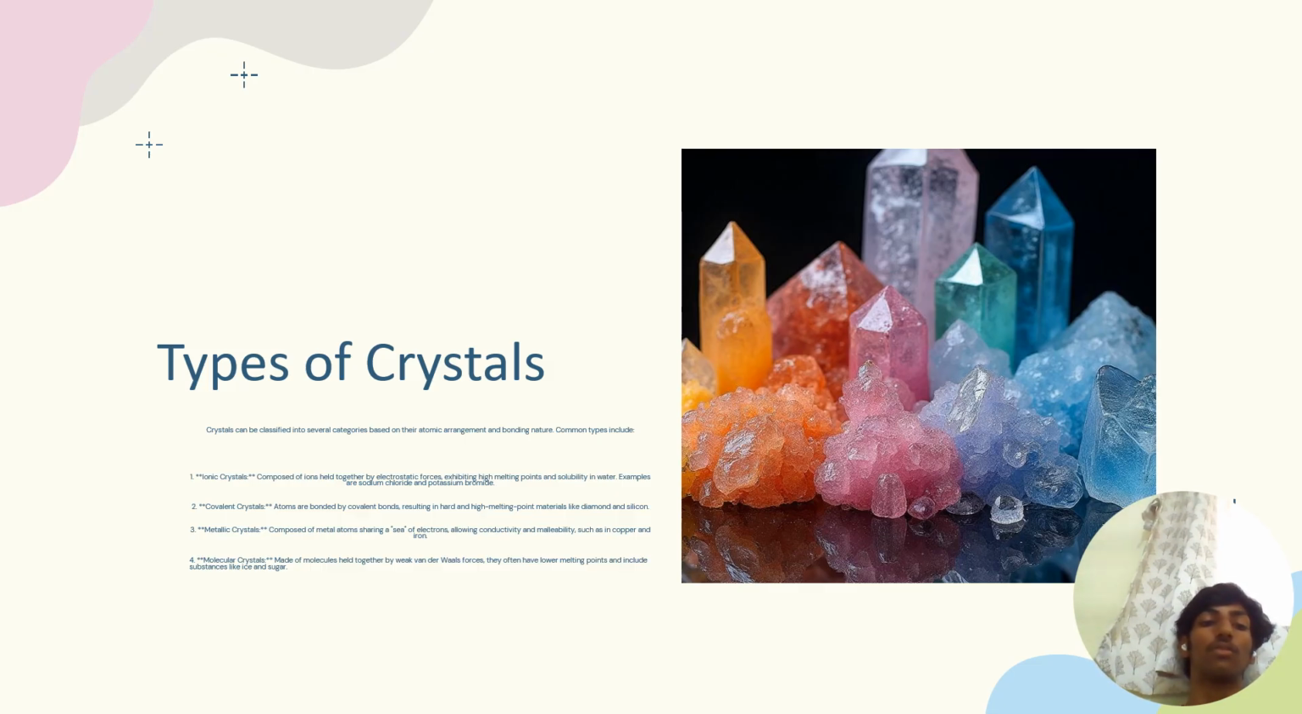Metallic crystals: metal atoms share free electrons, forming a sea of electrons that allows them to conduct electricity and reshape easily. Examples, copper, iron. Molecular crystals are built from individual molecules held together by weak van der Waals forces or hydrogen bonds. These have low melting points and include substances like ice and sugar. Each type has its unique mechanical, electrical, and optical properties, making them suitable for specific applications in engineering and technologies.